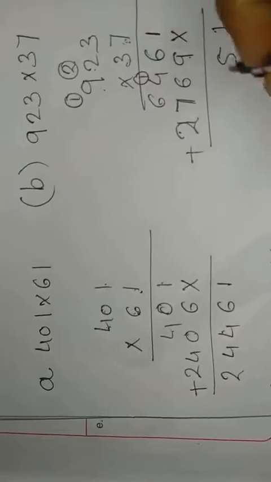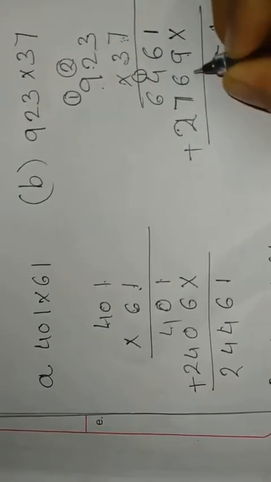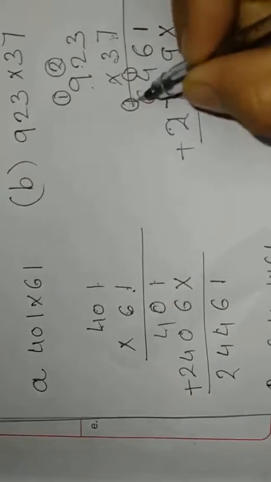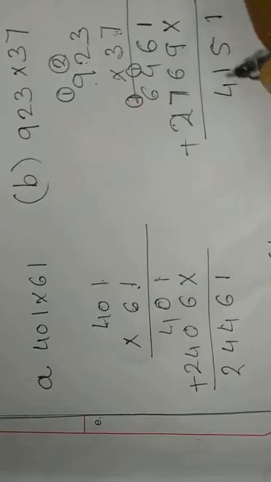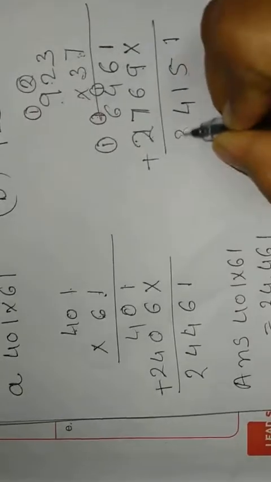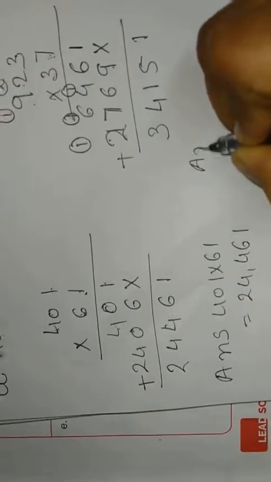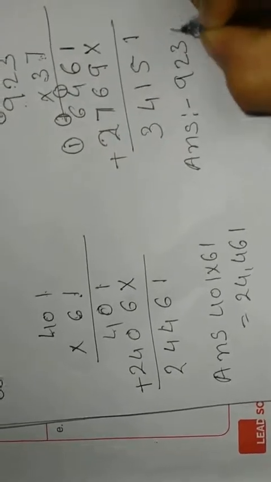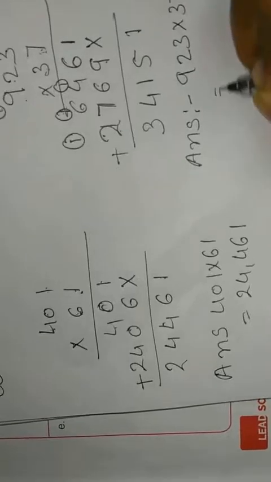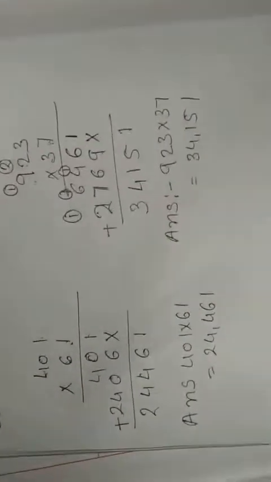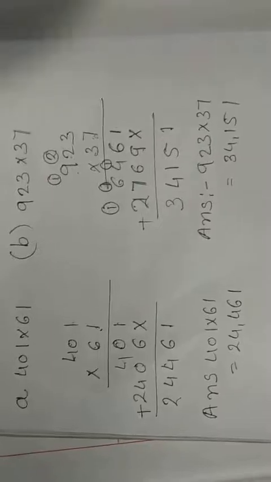5 plus 6, 11. 1 is a carryover. 1 plus 6, 7. 7 plus 7, 14. Write here 4. 1 is a carryover. 1 plus 2, 3. So here we have to write the answer: 923 into 37 is equal to 34,151. Now look at these sums, everyone, and write them down in your notebook. I'll give you 1 minute, so you have to complete your work.